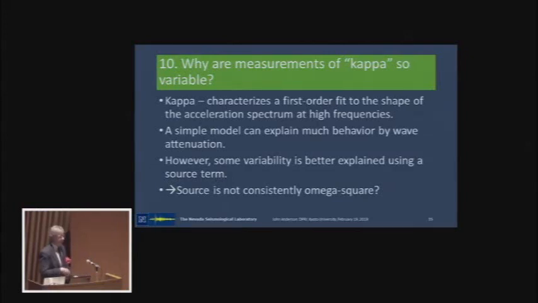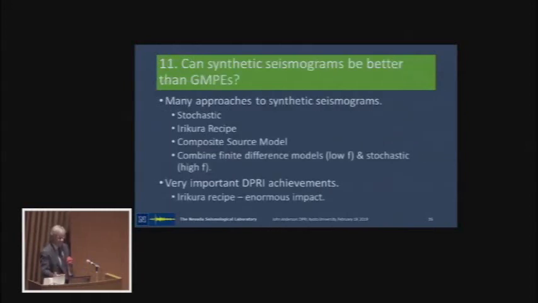And we might be able to explain this parameter entirely by wave attenuation, but statistically, when we look at it, there are some cases where the variability in the measurements is much better explained using a source term. If there's a source term involved, then that would indicate that omega squared is not always the correct model for the high frequency source spectrum. So why is it variable, and does it imply that we don't have a consistent model for the source spectrum?